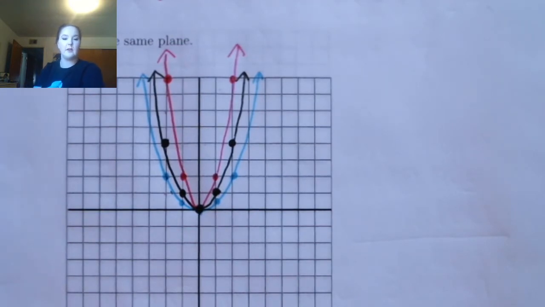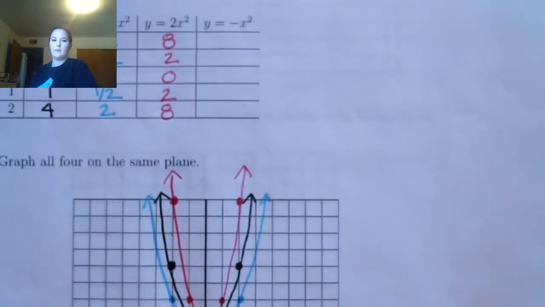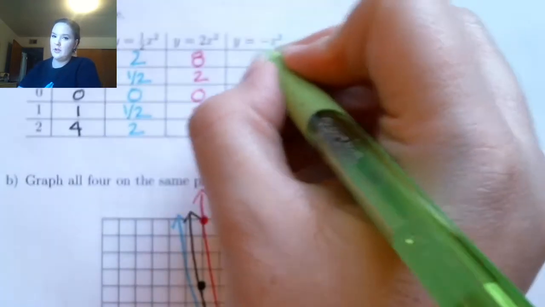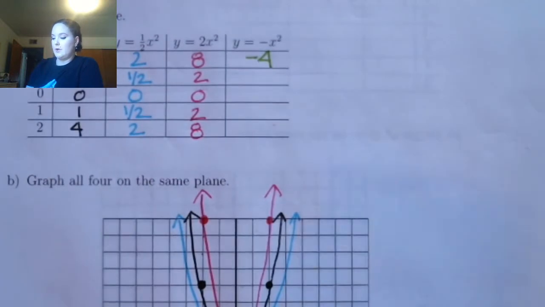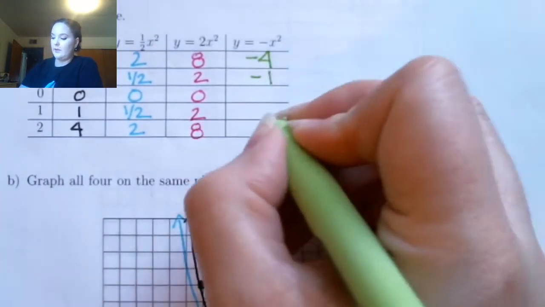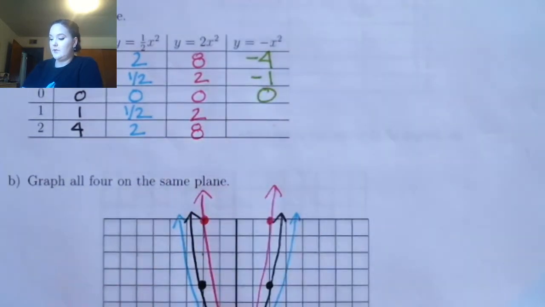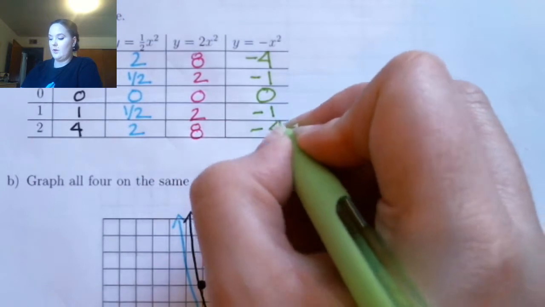All right. And then the last one I'm going to do is the last one over here. Okay. So negative 2 squared is 4 times a negative is negative 4. Negative 1 squared is 1 times negative 1 is negative 1. 0 squared is 0. With a negative is still 0. Then we'll get negative 1 and negative 4.